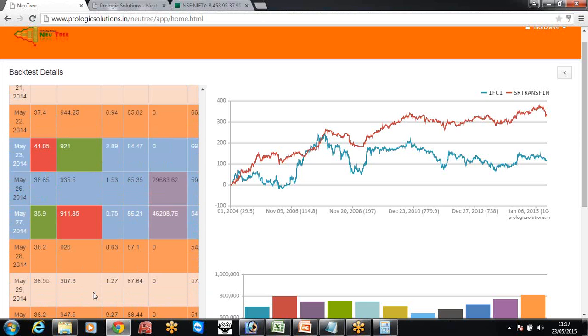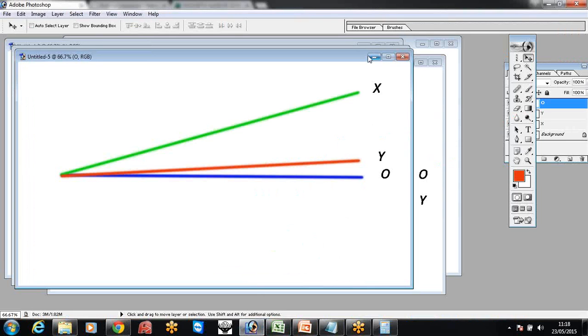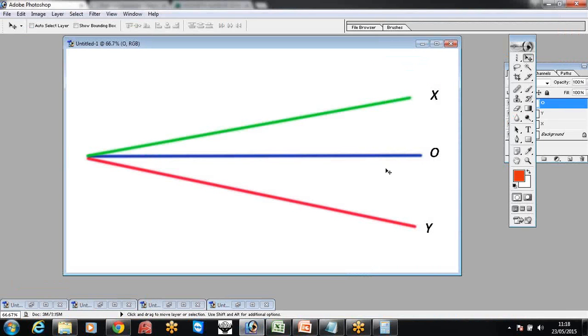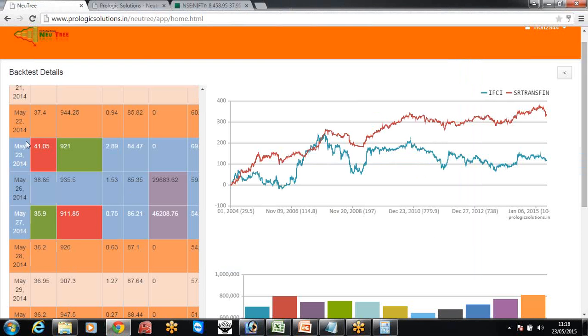So this is what I call a perfect trade. Perfect trade in the sense I just showed you in the first image. Whatever you bought has gone up, whatever you shorted has come down. This is a perfect trade. You have short IFCI here, you have bought this one.